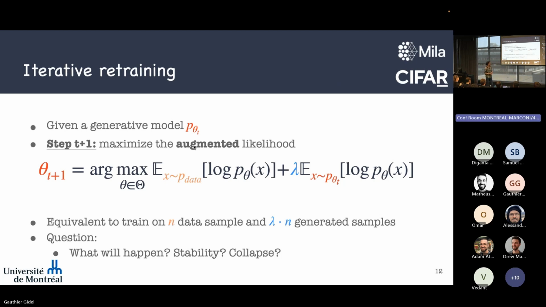The question we want to ask now is, when lambda goes to plus infinity, we only train on generated samples. But what happens when lambda is finite? Can we prevent collapse by having some real data in the loop? Does this make sense? Cool.